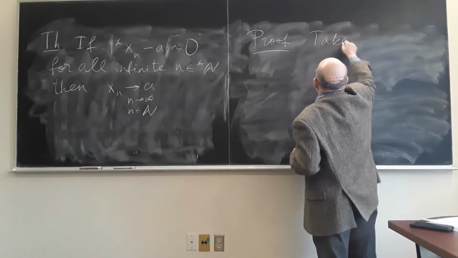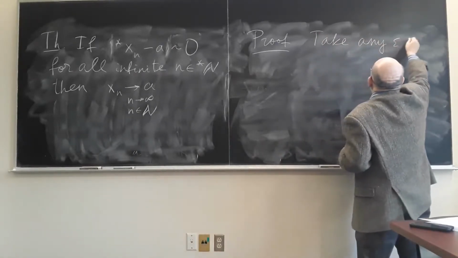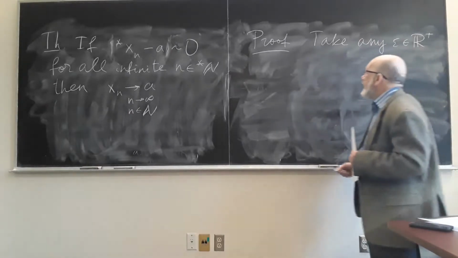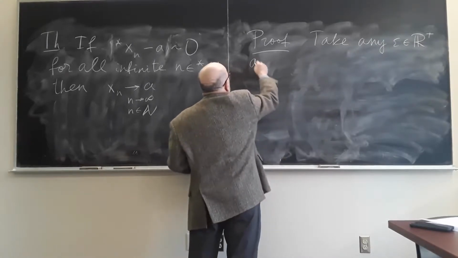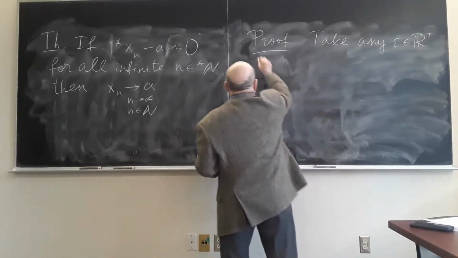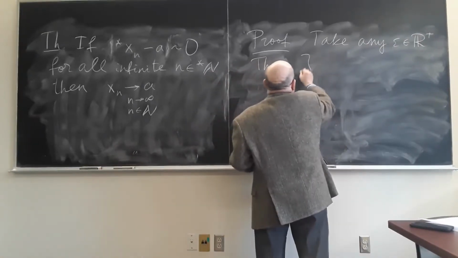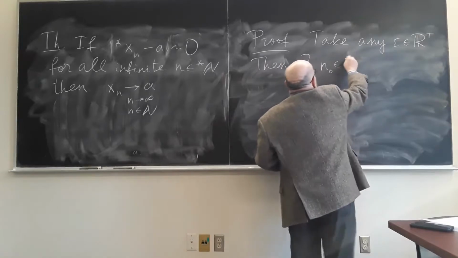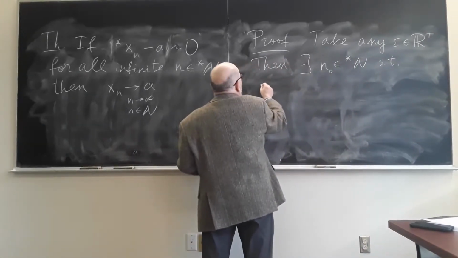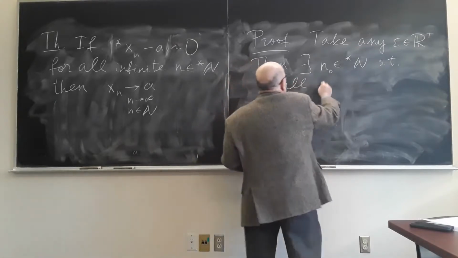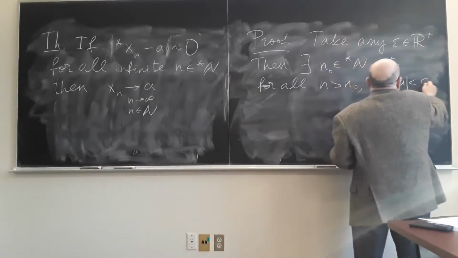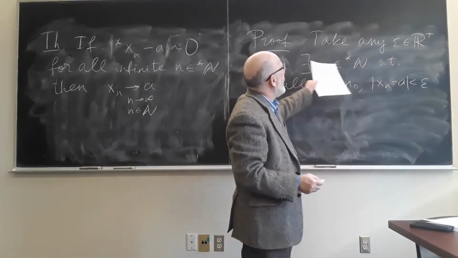Take any positive epsilon. Then there exists n0 in star N such that for all n more than n0, modulus of xn minus a is less than epsilon. So here I take n0 in star N.